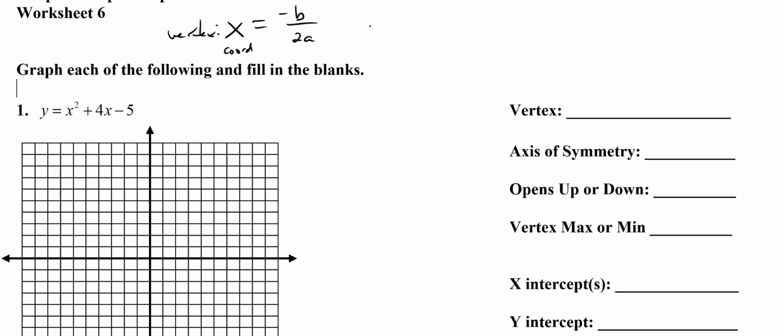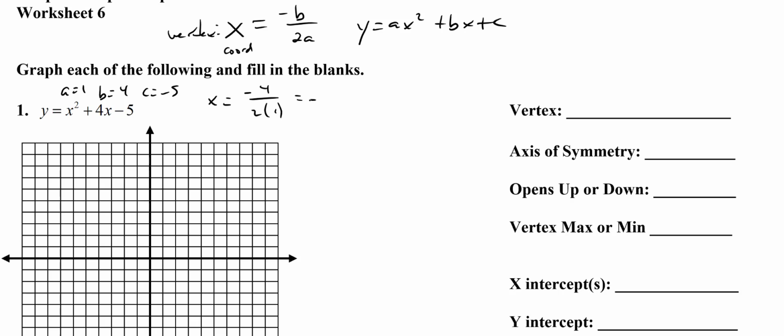And remember, y is equal to ax squared plus bx plus c. The term with the x squared is the a, and the term with the x is the b. We don't even use c to figure this out. In this case, a is 1, b is 4, c is -5. So x equals opposite of b, so -4 over 2 times a, 2 times 1. So -4 over 2 is -2.